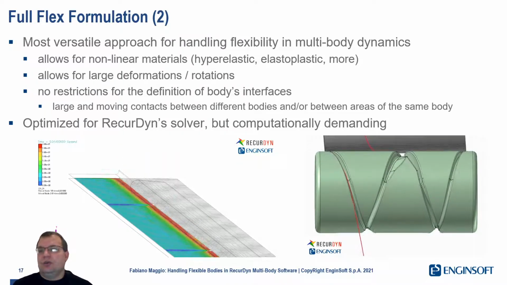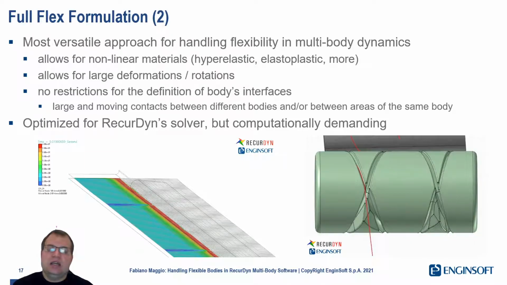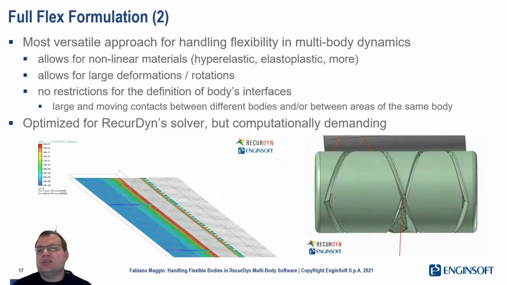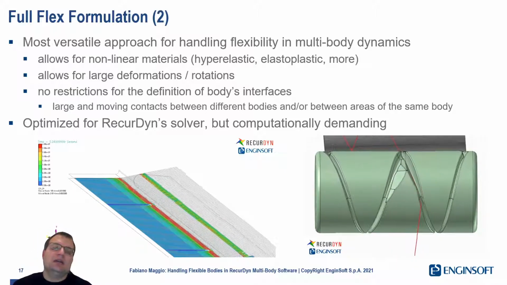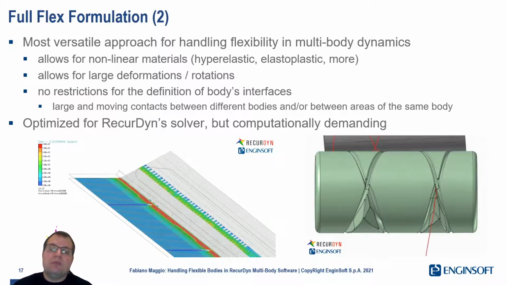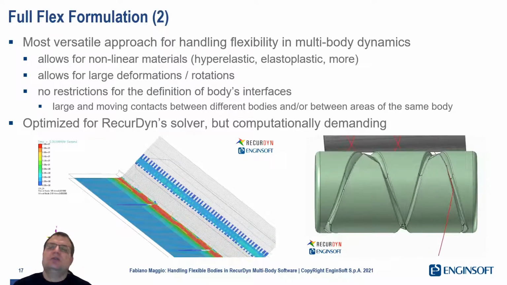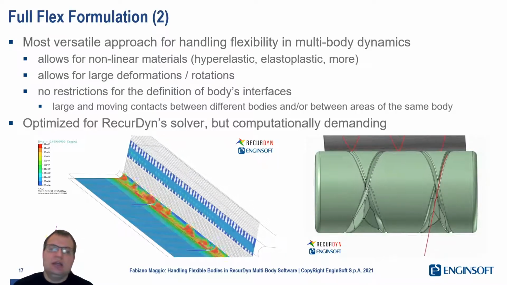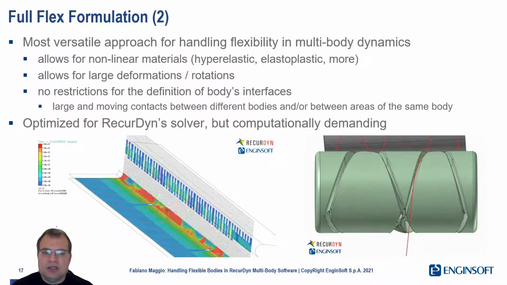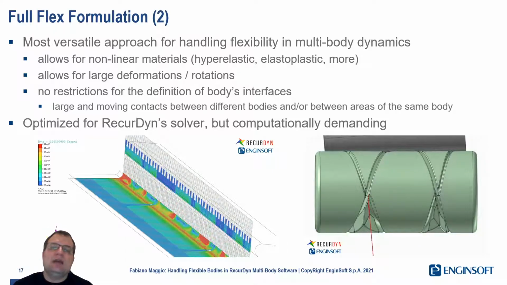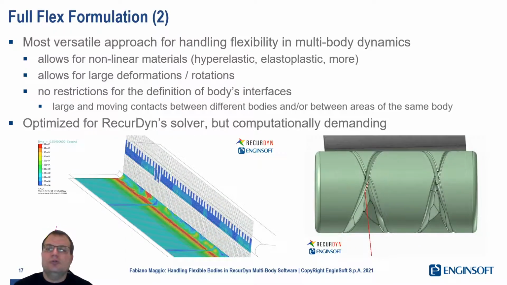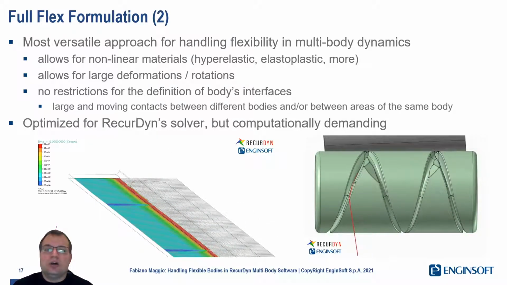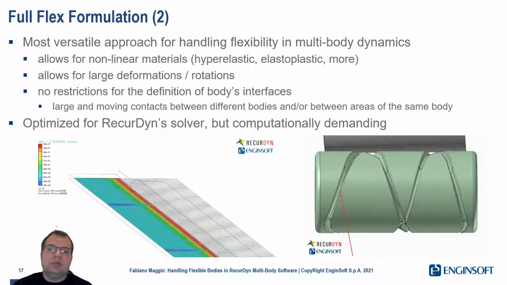What's the difference between RecurDyn full flex formulation and finite element simulation? It's essentially in the solver. RecurDyn solver still is and remains a multibody solver. So it has a different way to solve the equations. It converges all the time. You don't have the problems that you might have experienced in finite element approach. It's of course slower because we cannot run in parallel on multiple CPUs.